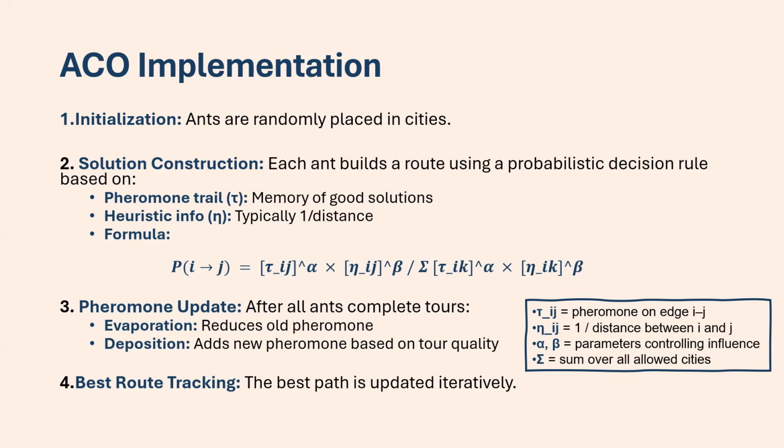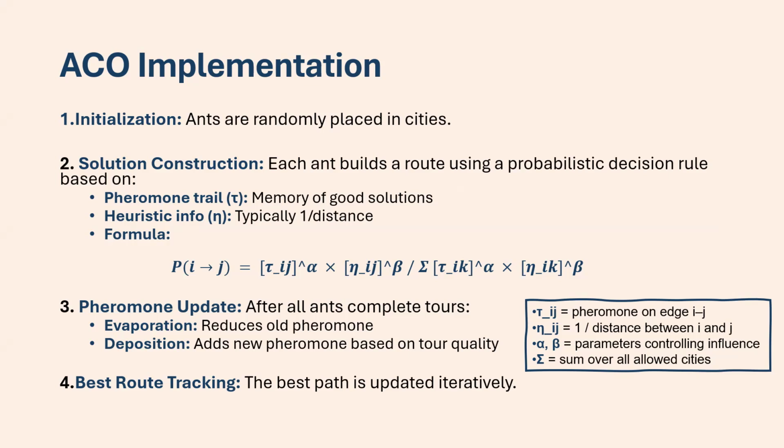Now the pheromone update. After all the ants finish their tours, the pheromone trails are updated in two ways. Evaporation: old pheromone values decrease over time to avoid over-focusing on one path. And deposition: new pheromones are added to the paths based on how good the route was. So better routes get more pheromones. This update process helps ants in the next round to make better decisions.